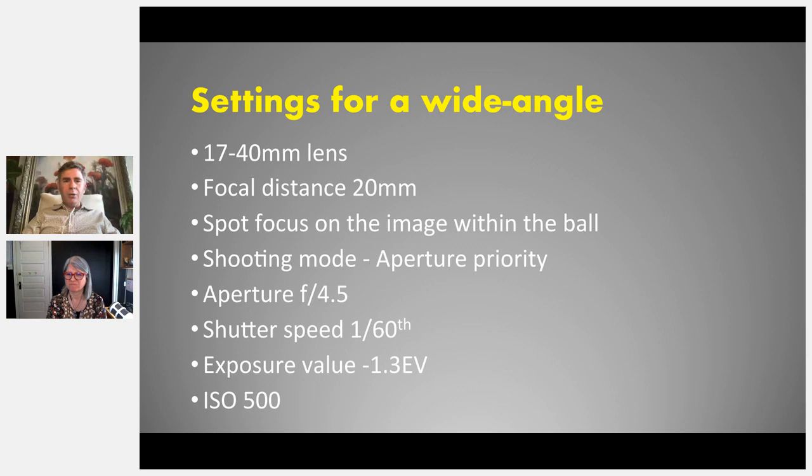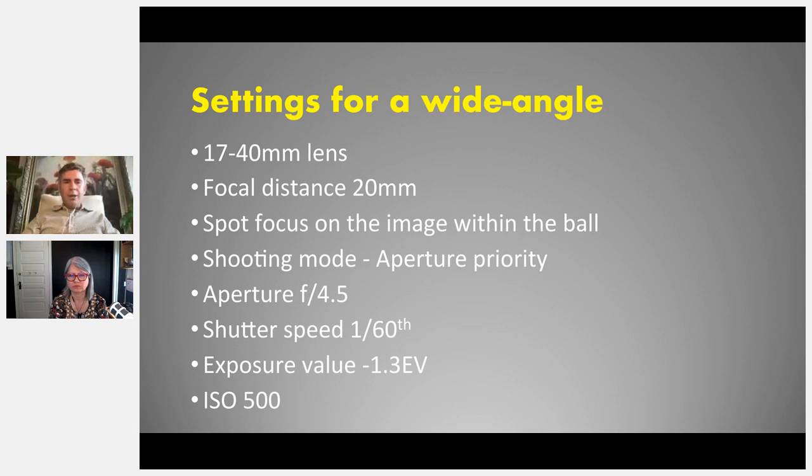Again, I used autofocus and spot focus to focus on the image within the ball. The shoot mode was aperture priority. We talked a little bit about why you use that as opposed to other camera settings, because the aperture is the important setting here. The aperture was f4.5. Obviously, that 17 to 40 millimeter lens has a maximum aperture of f4, so it's impossible to get anything larger than that.